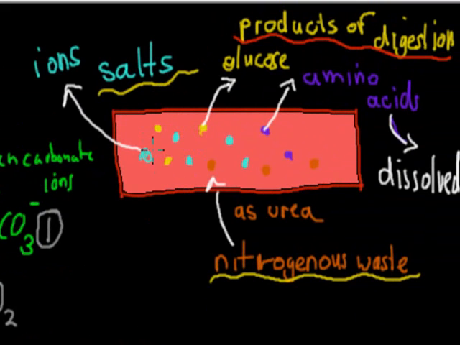Salts travel as ions. These blue ions are supposed to be salts. Salts travel dissolved in plasma as ions. Products of digestion, so that's all those nutrients that we have to absorb that we need for protein building and for cellular respiration, so glucose and amino acids, they also are dissolved in plasma. They travel as their own molecule, but they're dissolved in plasma. And then we've got nitrogenous waste. It travels as urea, these brown dots, and urea is also dissolved in plasma itself.